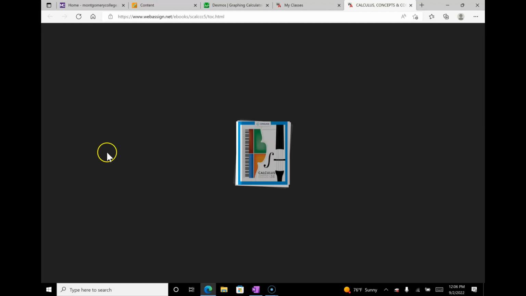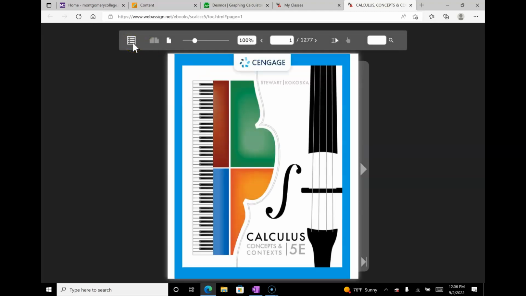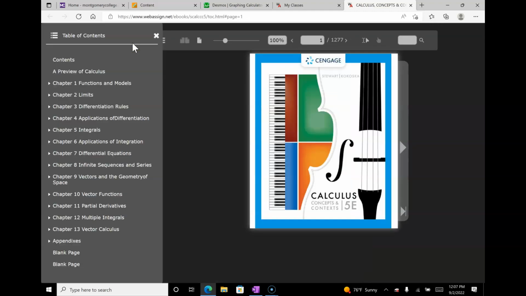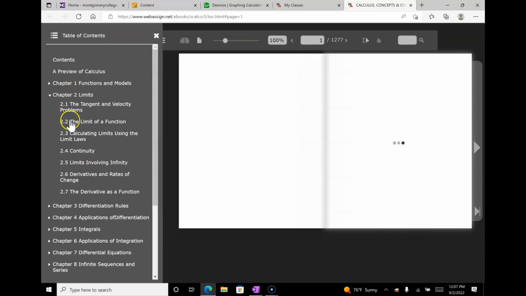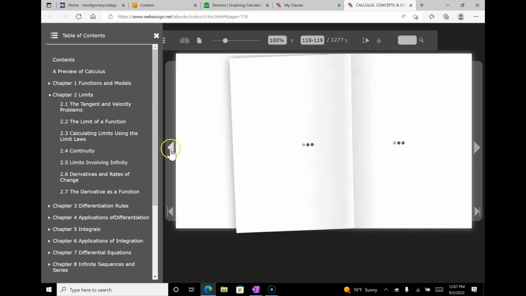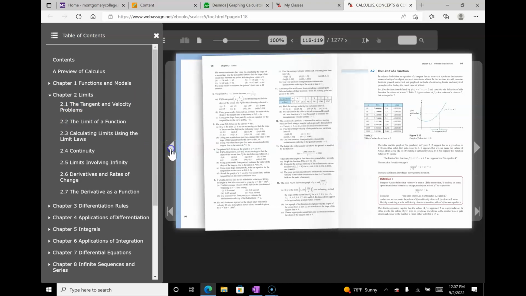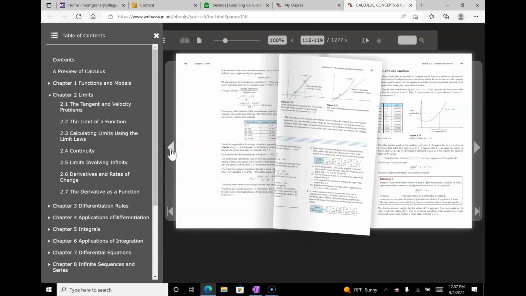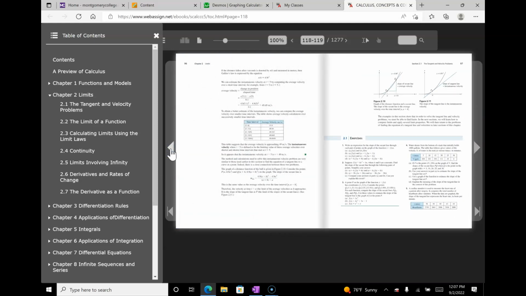So once I get the book open on my page, there's a little index here, kind of a guide to it. If I want to get the problems in 2.1, I like to go to 2.2 and then back up. So I'll go to 2.2 and then I'll back up to problems 1 through 9. Here we go.